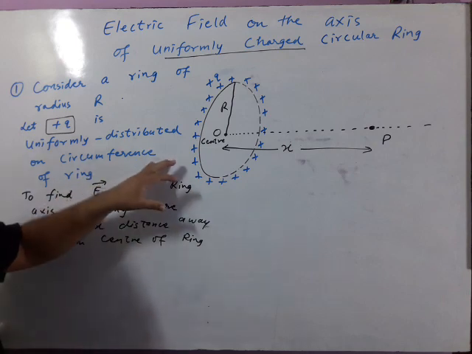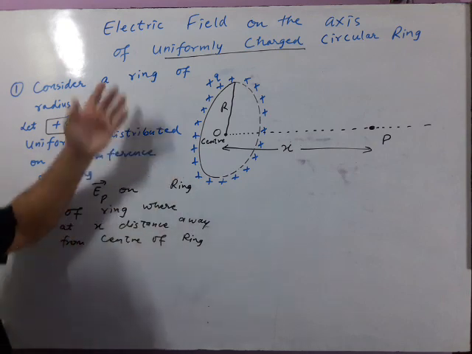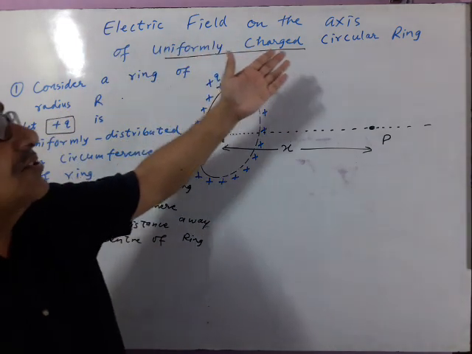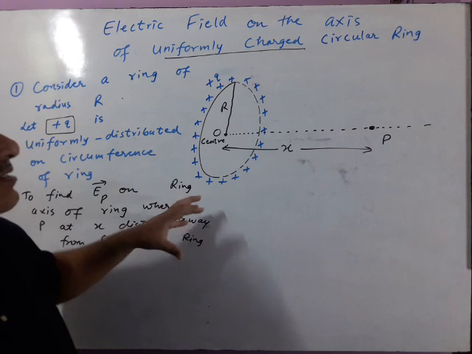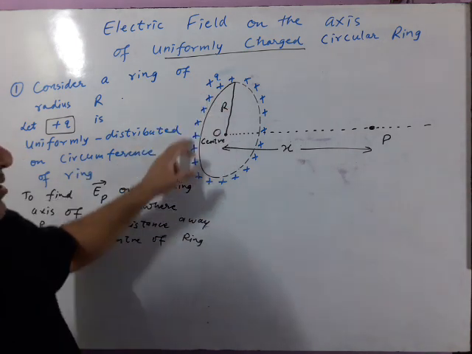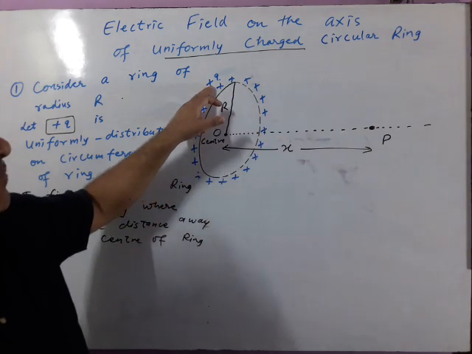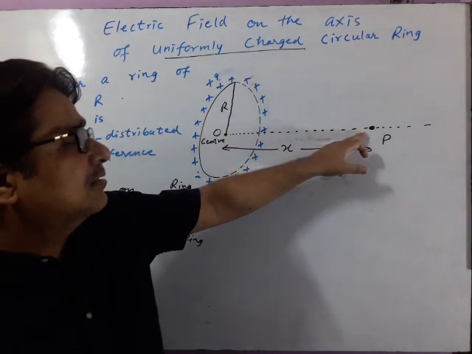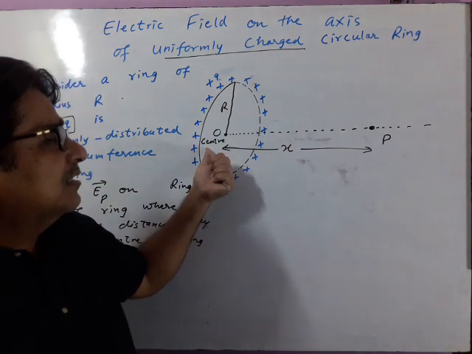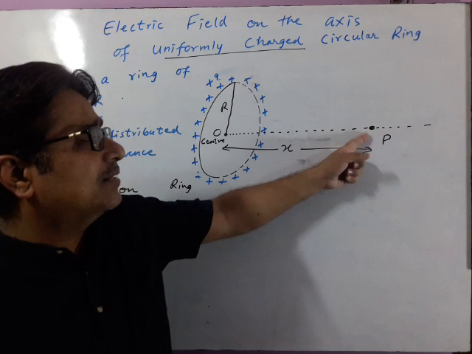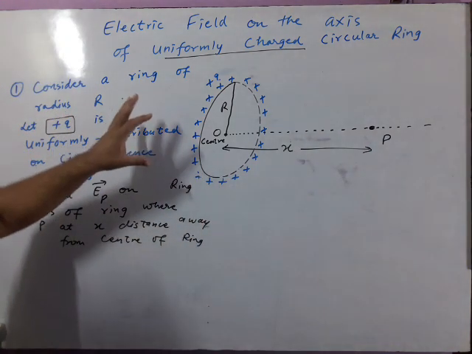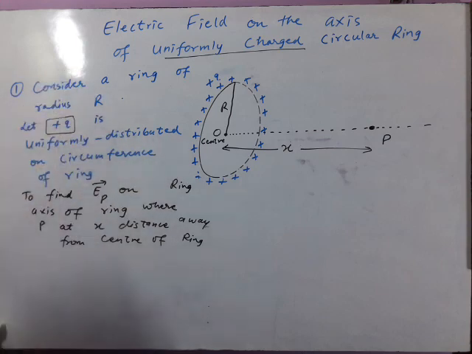Whatever consideration is taken for the topic. Like, what is the topic? We are finding the electric field on the axis of a uniformly charged circular ring. So what are the considerations? Let us consider a ring of radius r on which plus q charge is uniformly distributed. This is a point P on the axis of the ring at a distance x from the center of the ring. We want to find the electric field at this point P. This is step number 1, consideration taken for the derivation.